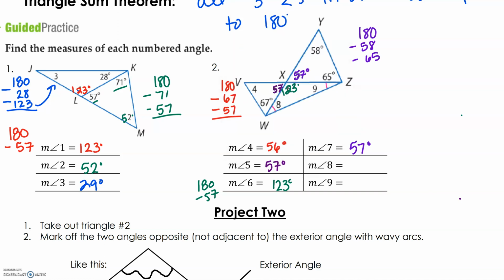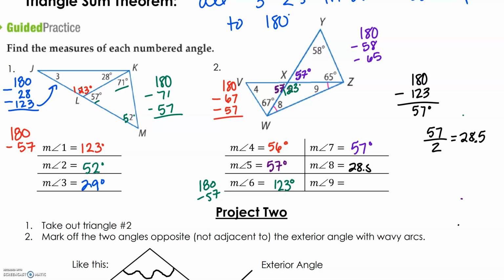And then the last ones we want to figure out are 8 and 9, which are congruent because they have the arc marks. And so if we know the top angle, I can figure out what's left for each of these and then just split that in half. So we know that's going to be 57. And then I'm going to go ahead and take 57 and split it in half to figure out what each of those angles 8 and 9 would be, which would be 28.5.